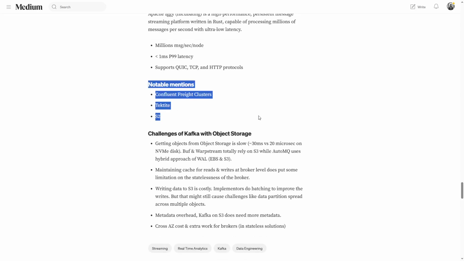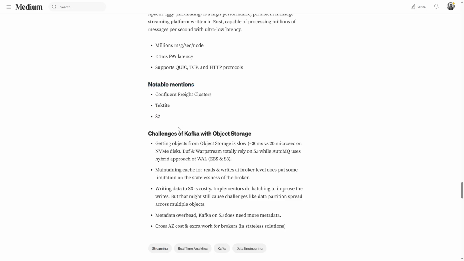There are some other notable mentions, as I mentioned. There is Confluent Fake Cluster. There is a company called TechType, which also offers Kafka compatible solutions. Then we have S2, which is the S2.dev website, which provides an end-to-end platform itself, and it gives an option of ingesting at a higher rate and transforming the data on the fly as well. So yeah, those are the things.